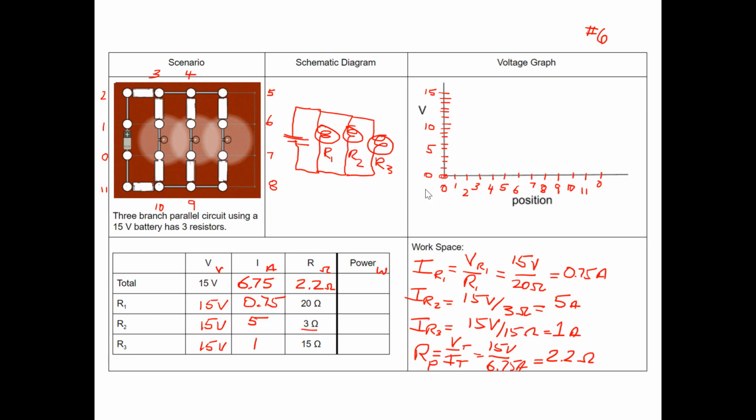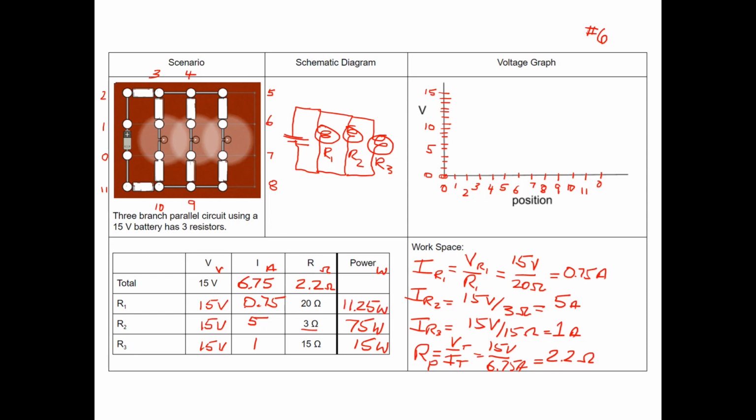All right, so for my power, I multiply my volts times my currents. 15 volts times 1 amp, I have 15 watts here. 5 amps times 15 volts, 15 times 5, I have 75 watts. This last one, 0.75 times 15, is a little bit trickier. What is that? That's like 12.5. Give me a moment to figure this one out.